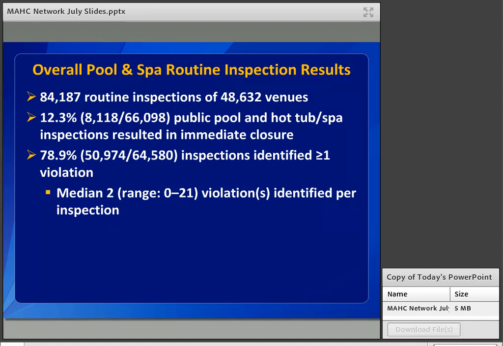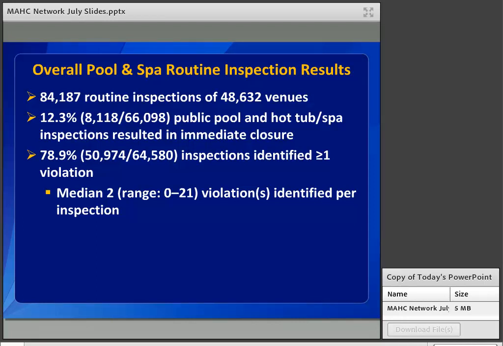In terms of results, 9 jurisdictions were unable to participate in this round, either because they didn't have electronic data back in 2013, or they weren't able to pull or even access their data. So we worked with 16 of 25 jurisdictions, and these 16 jurisdictions did 84,187 routine inspections of 48,632 venues. Over 12%, or almost 1 in 8, public pool or hot tub spa inspections resulted in immediate closure in these jurisdictions, and over 3/4, or 78.9%, of inspections identified one or more violations.